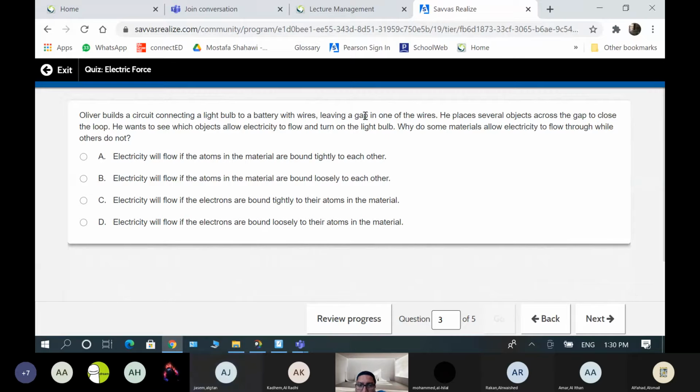This is the question after the whole scenario: why do some materials allow electricity to flow through while others do not? What is the right answer here? C, mister. C, electricity will flow if the electrons are bound tightly. No. To their atoms?